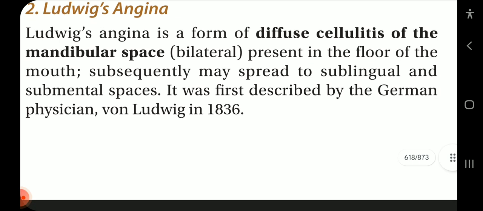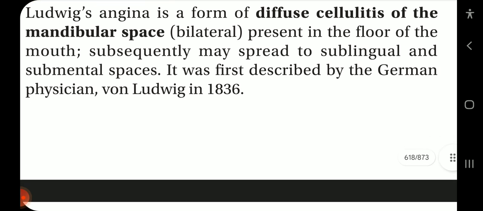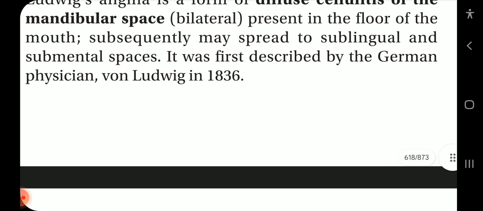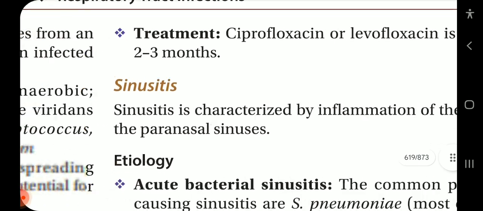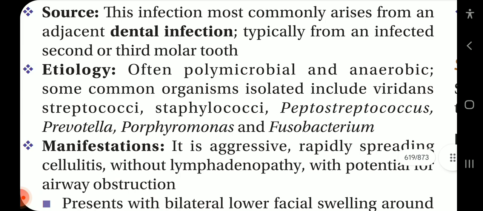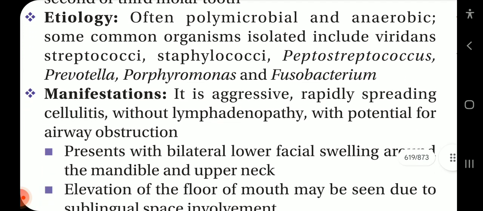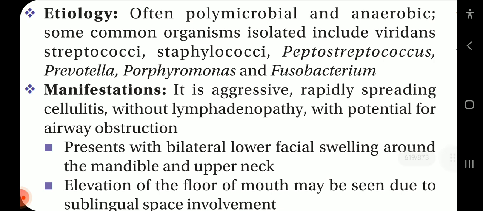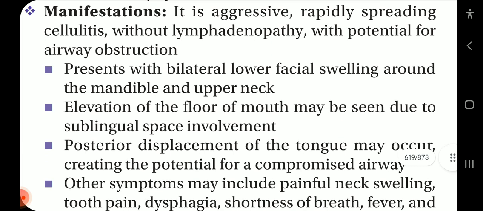Ludwig's angina. Ludwig's angina is a form of diffuse cellulitis of the mandibular space, bilateral, present in the floor of the mouth, which may subsequently spread to sublingual and submental spaces. It was first described by German physician von Ludwig in 1836. Source. This infection most commonly arises from an adjacent dental infection, typically from an infected second or third molar tooth. Etiology often polymicrobial and anaerobic. Some common organisms associated include viridans streptococci, staphylococci, peptostreptococcus, prevotella, porphyromonas, and fusobacterium.